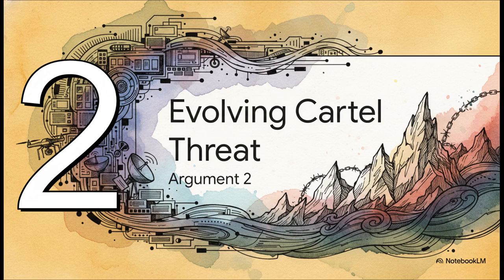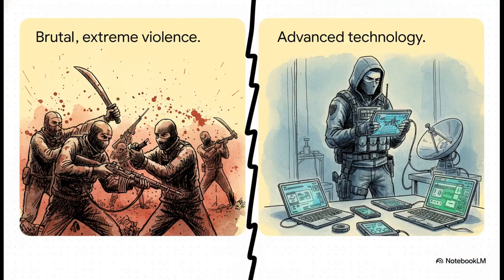Okay, so he's connected immigration and crime. Now, for his second argument, he pivots and starts talking about the cartels themselves and how that threat has totally changed. Basically, he's arguing that the way we used to think about cartels, all about just brutal physical violence, that whole idea is completely outdated, and dangerously so. The threat today, as he describes it, is way more sophisticated. It's a high-tech challenge where data can be just as dangerous as a weapon.